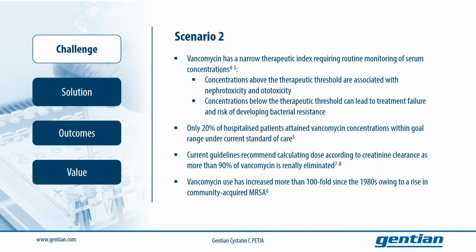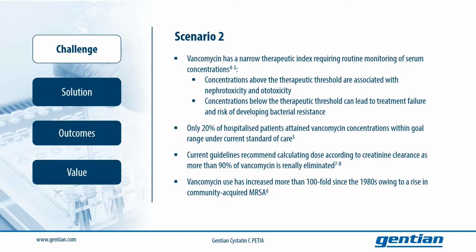Briefly, vancomycin is an antibiotic with a narrow therapeutic index, which is commonly administered intravenously to treat serious gram-positive infections. Concentrations of vancomycin above the therapeutic threshold are associated with nephrotoxicity and ototoxicity, while concentrations below the threshold can lead to treatment failure and risk of developing bacterial resistance. The challenge facing clinicians is that only an estimated 20% of patients actually attain a vancomycin concentration within their individualized goal range under the current standard of care.